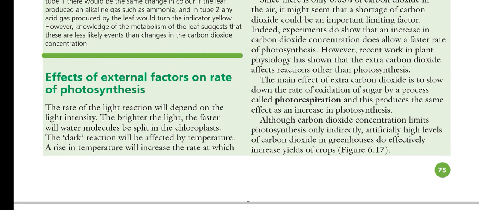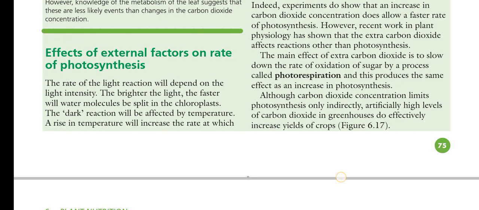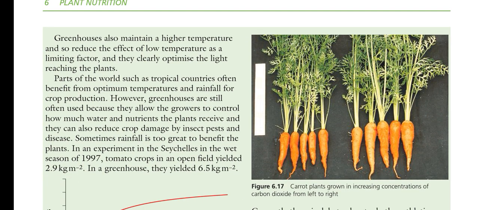So we can say that photorespiration is another step in which carbon dioxide is actually used and oxidation of sugars occurs. Although carbon dioxide concentration limits photosynthesis only indirectly, artificially high levels of carbon dioxide in greenhouses do effectively increase the yields of crops. This is a very important concept that is used in greenhouses.